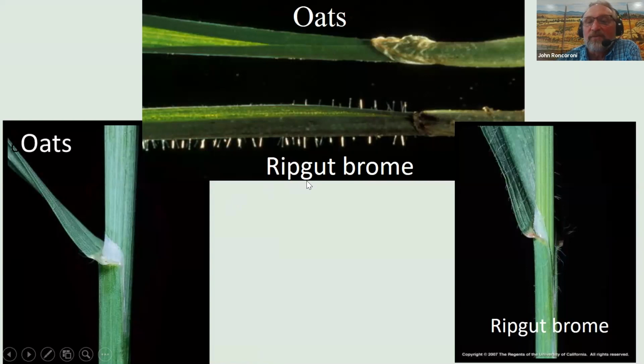But here we have two plants, oats and ripgut brome, and they both have a fairly long papery ligule. You can see here that the ripgut brome's ligule is a little bit longer. One of the things you'll find is that while oats, even wild oats, are not glabrous, not completely hairless, they have very, very few hairs. But one of the characteristics of ripgut brome is these long hairs, especially the stiff hairs along the edge of the blade here. And you'll see why you may want to keep something like wild oats as opposed to ripgut brome.